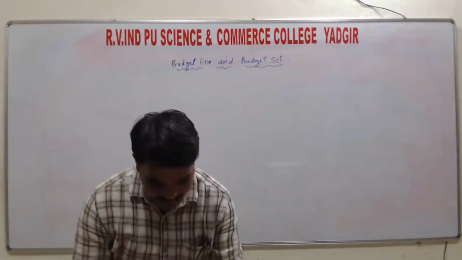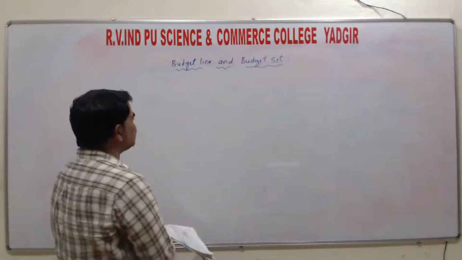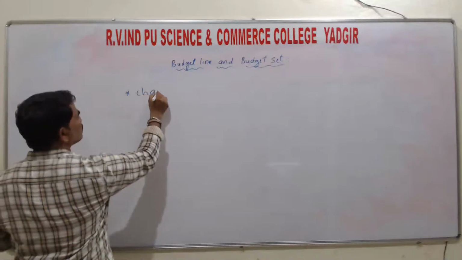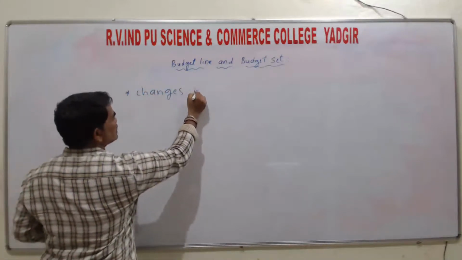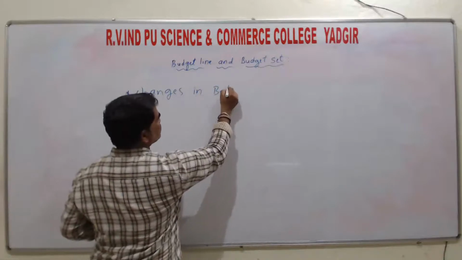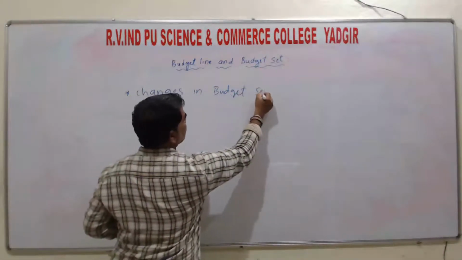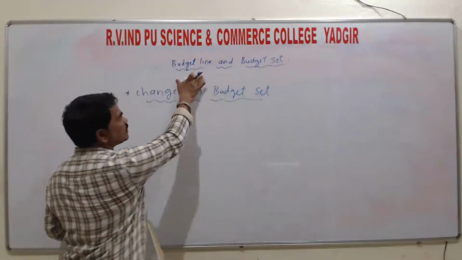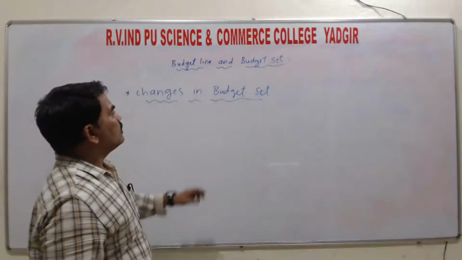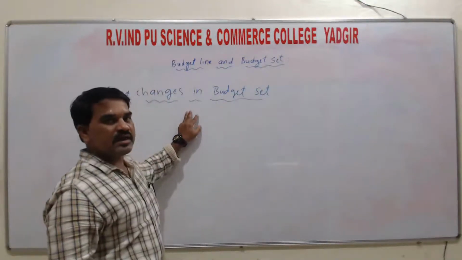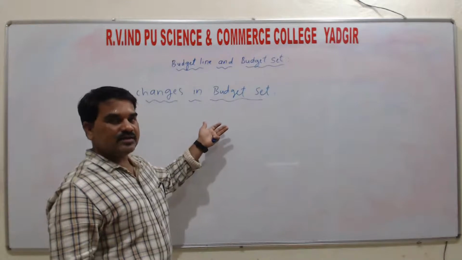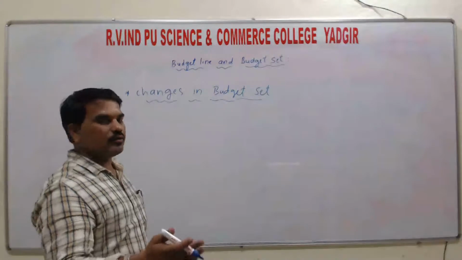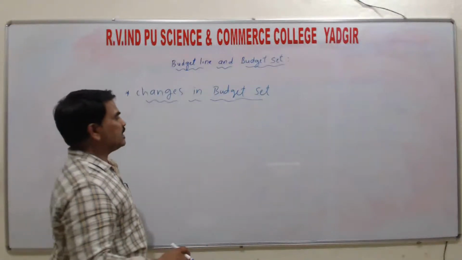Okay, now we have one concept in the budget set. Changes in the budget set. Till now, what we discussed is related to the budget line, and now in the budget set we have a few concepts that we will discuss in the next class. But what are those things? I will tell you in brief, and then in tomorrow's class we can discuss in detail.